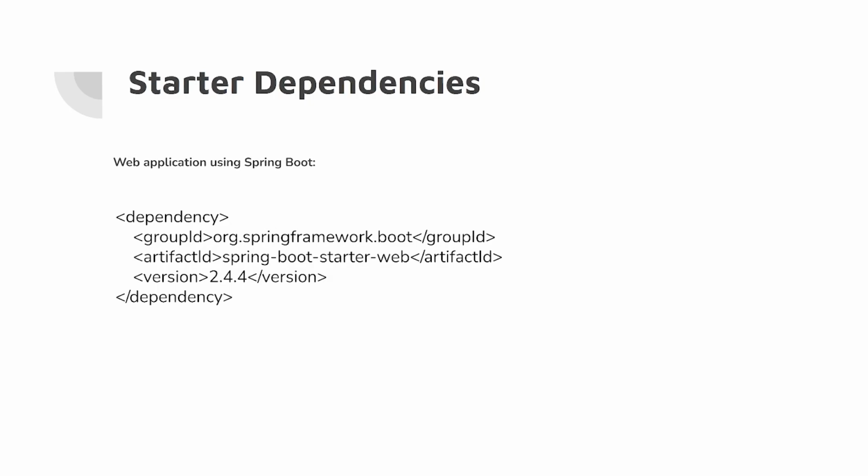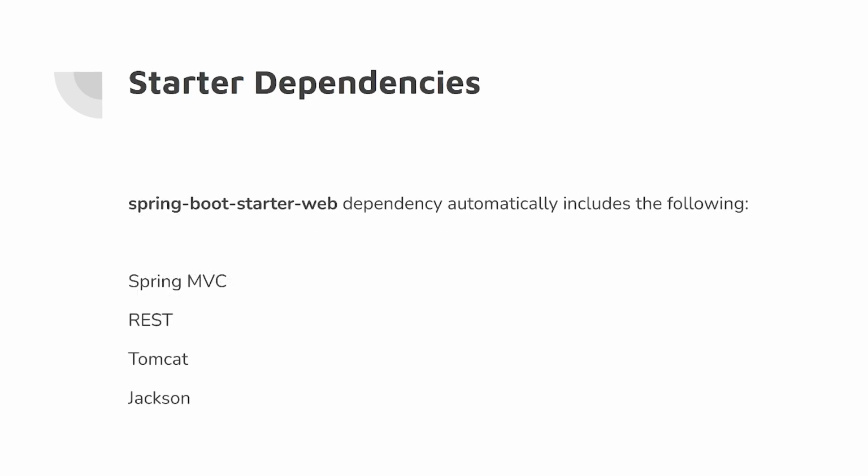Unlike Spring, Spring Boot requires only one dependency to get a web application up and running, so we only have to include Spring Boot Starter Web in our dependencies. The Spring Boot Starter Web dependency automatically includes the following: Spring MVC, REST, Tomcat, and Jackson. These are some of the technologies that we need when we try to develop a web application. And Spring Boot Starter Web automatically includes these four.